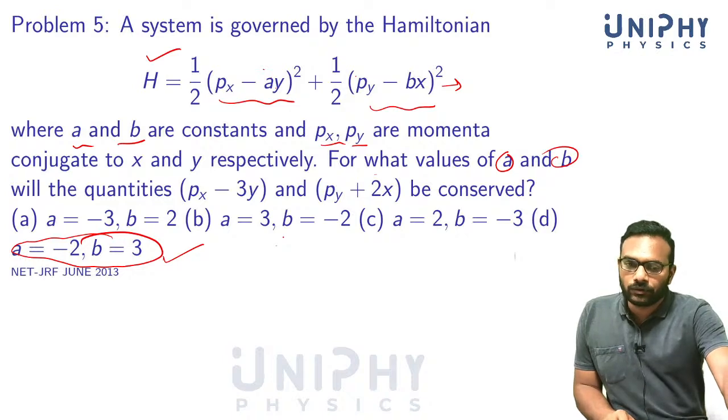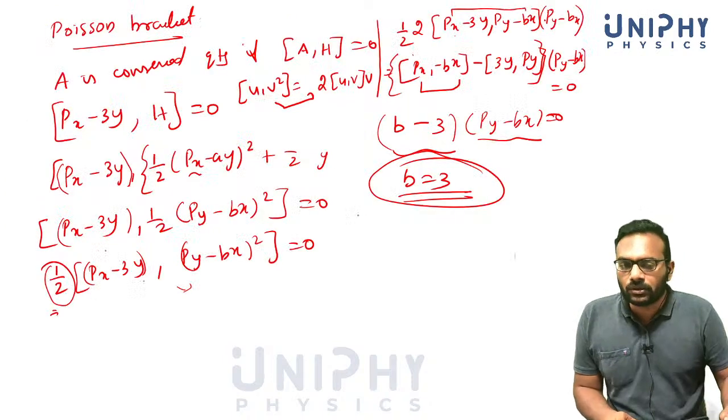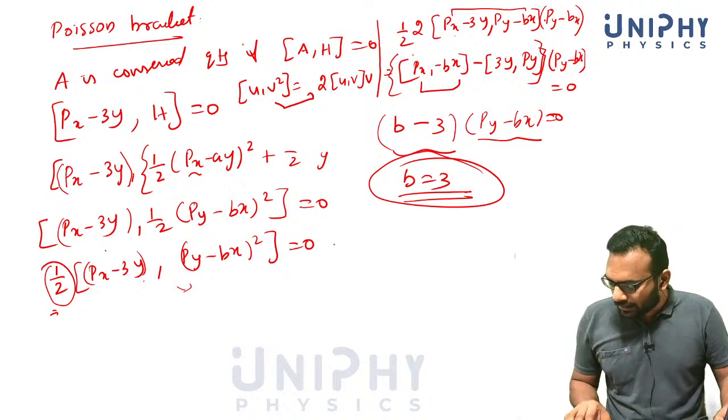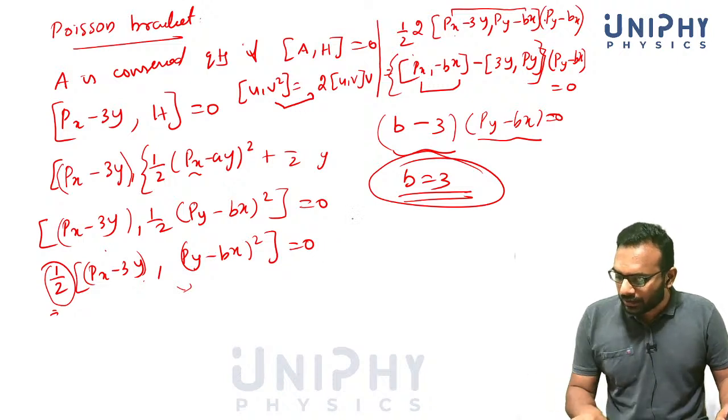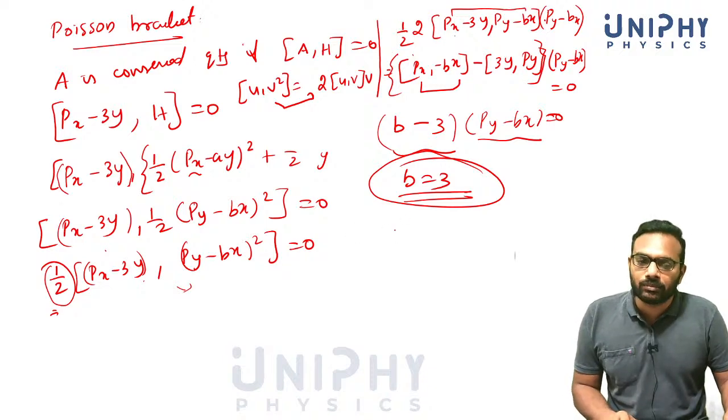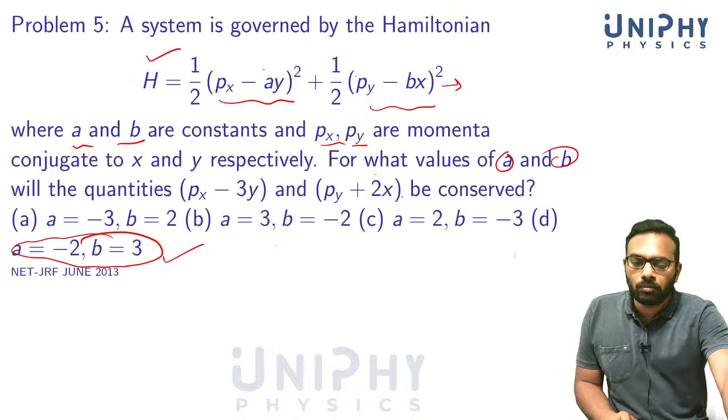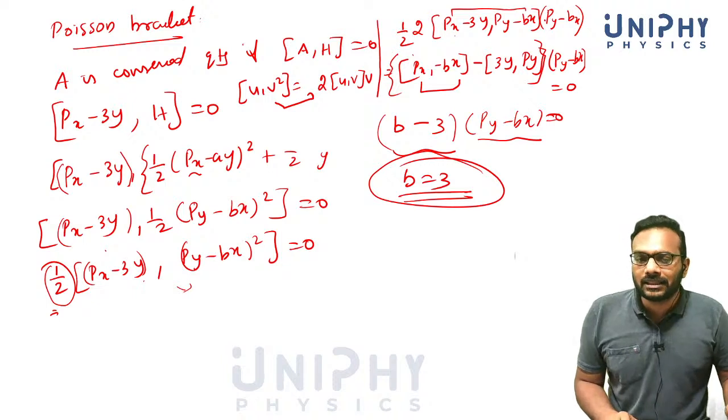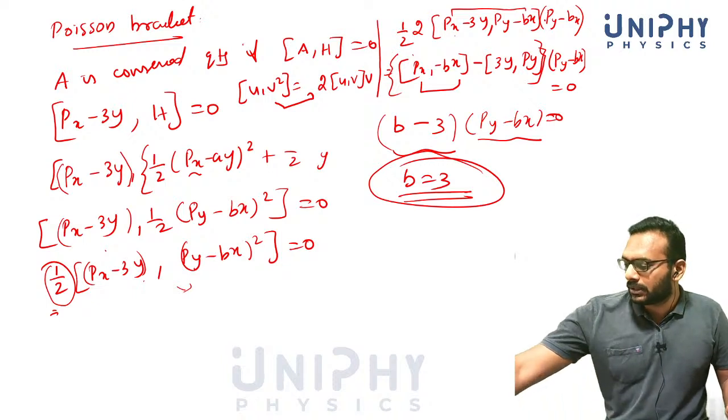Now, of course, if we cannot eliminate all the options, we can also check the other commutator. You can also check the other commutator, and you will see that a is equal to minus 2. Just follow exactly the same kind of steps.